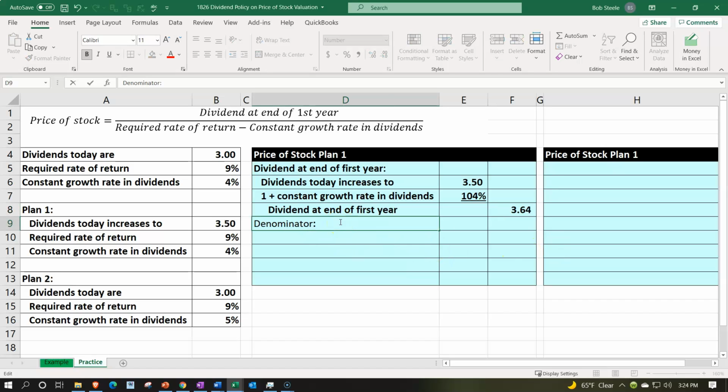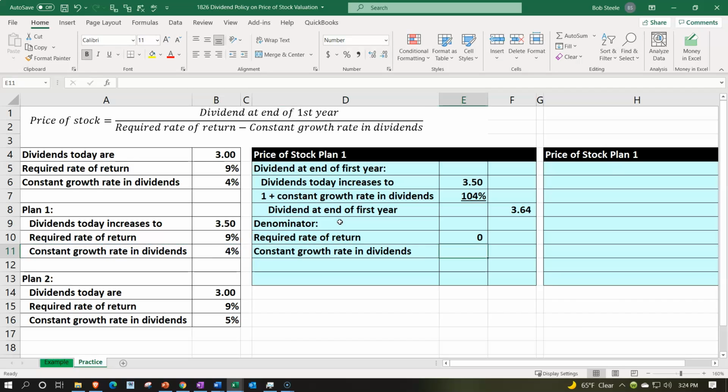Bottom line of our formula, we're going to take the required rate of return, which is going to be the 9%, minus the constant growth rate, which we said was the 4%. Let's percentify those two, selecting those two items, in the numbers group, percentifying it. Going to underline, selecting the second one, font group and underline.